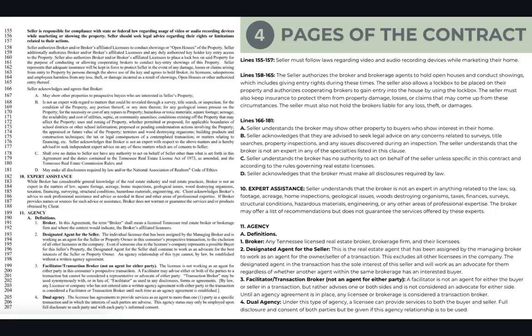Number 4, dual agency. Under this type of agency, a licensee can provide services to both the buyer and seller. Full disclosure and consent of both parties must be given if this agency relationship is to be used.